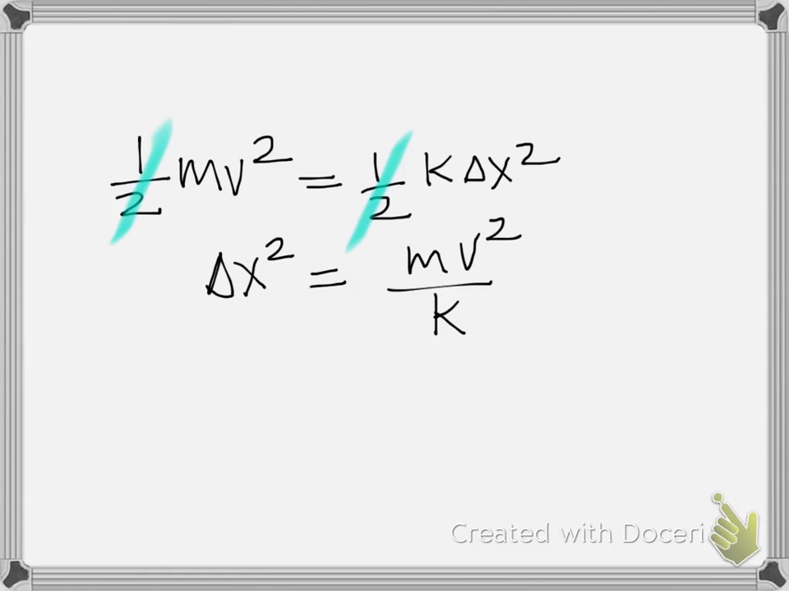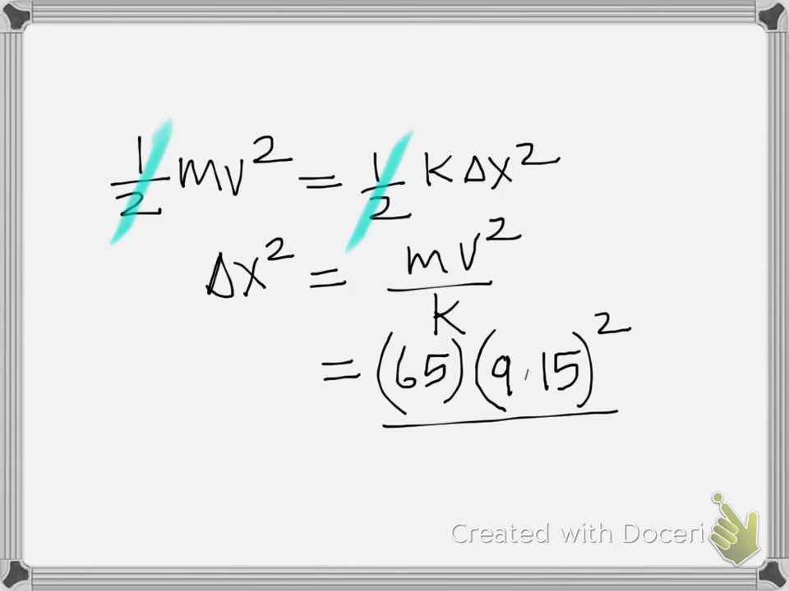What's the mass? It's 65. 65 times, what did we get the velocity as? 9.15? Yes. Okay. 9.15 squared divided by what's the spring constant? 6.2 times 10 to the 4, which is 3 zeros, isn't it? Correct? All right, put this into your calculator and please tell me the number. So this is where you get the answer as delta x is 0.296 meter.